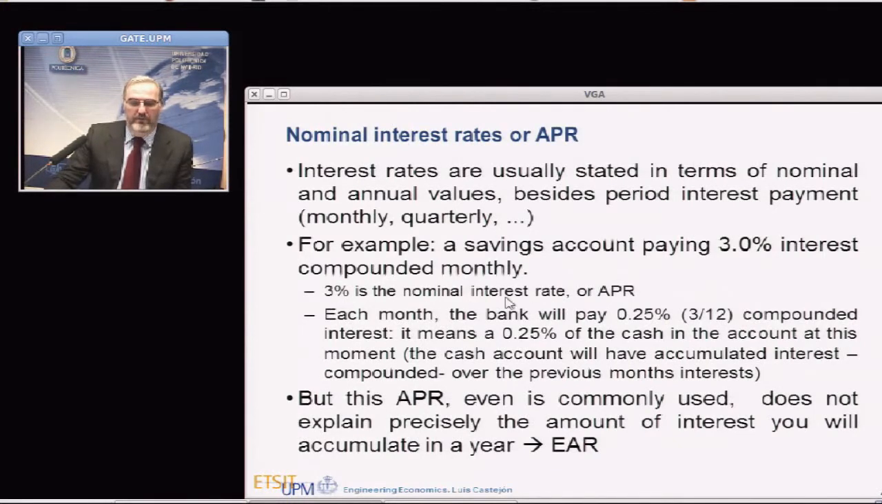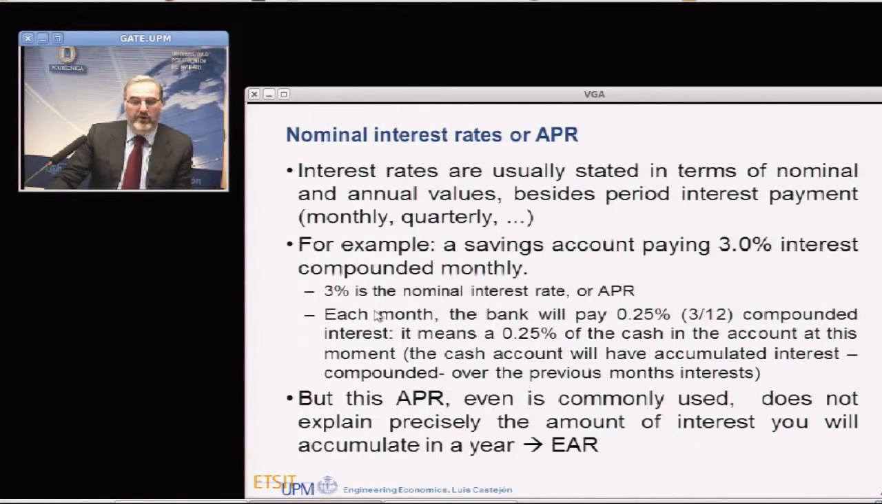The annual nominal interest rate is 3%, but each month the bank will pay you 0.25%, which is the nominal annual interest rate of 3 divided by 12. And then this 0.25% is compounded monthly. So it means 0.25% of the cash in the account at this moment. So at the end of the year, you will have accumulated interest, month over month, over the previous month's interest.